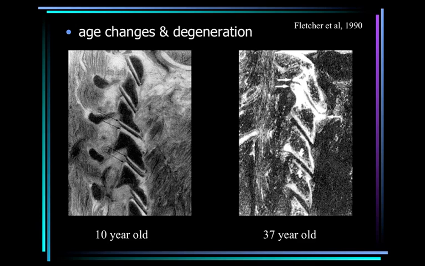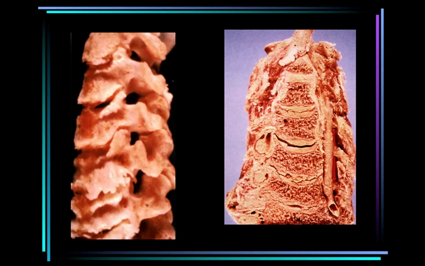If you look over on the right to the 37-year-old and you look at the top joint, C2-3, you can see both anteriorly and posteriorly there are projections of bone or osteophytes developing in both aspects of the vertebra. In the joint lower down, you can also see that the articular cartilage is being worn down at that joint.